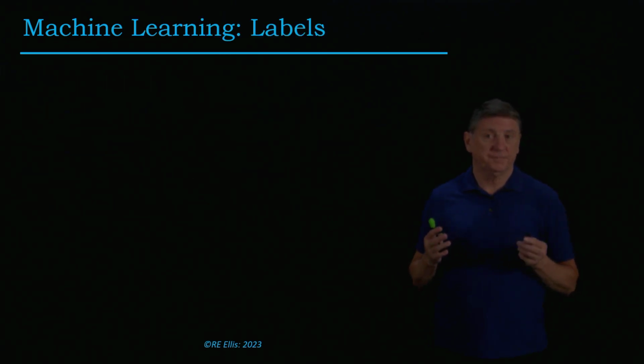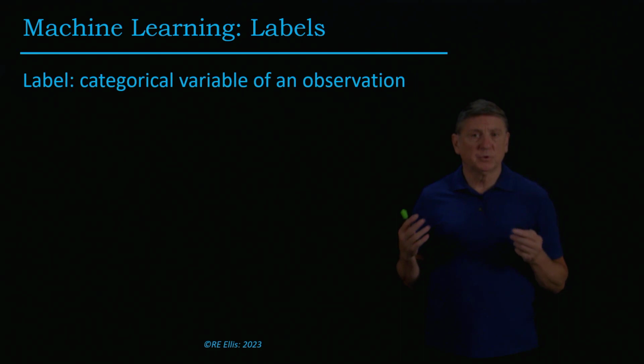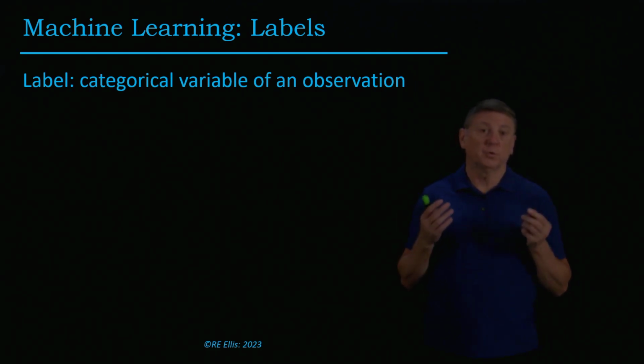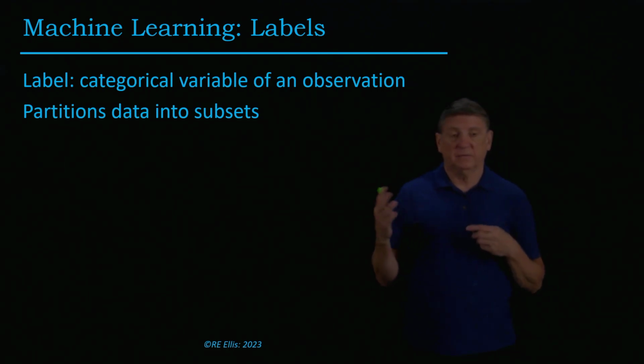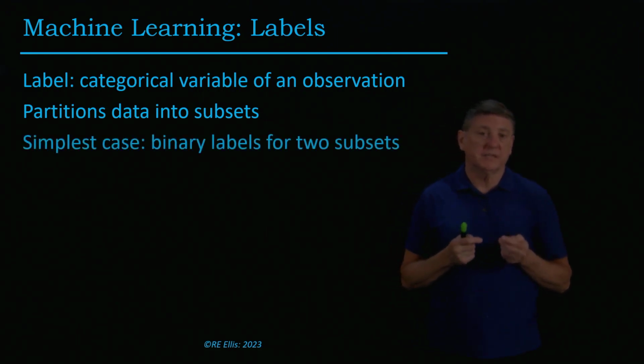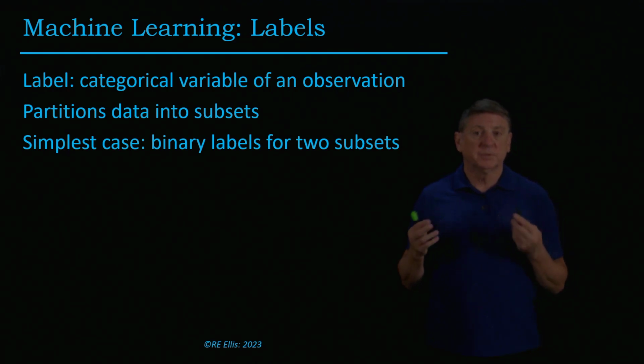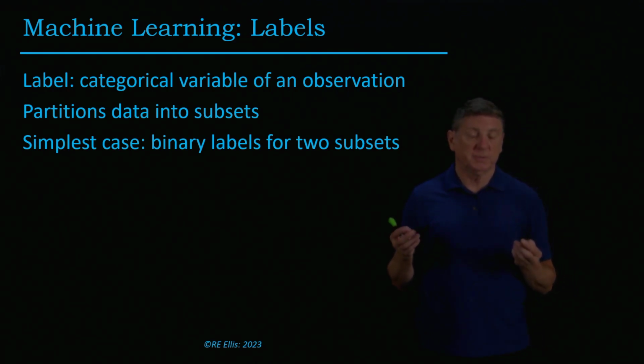logistic regression. So in machine learning, labels are categorical variables for an observation, and they're categorical, so we can't, for example, scale them. They are what they are, and what they do is they partition our data into subsets that the user or the providing system thinks are important. The simplest case is binary labels for two subsets, so something is in or not in.